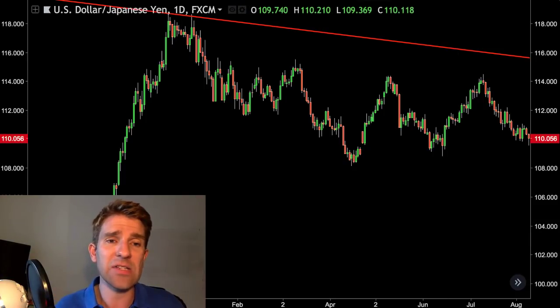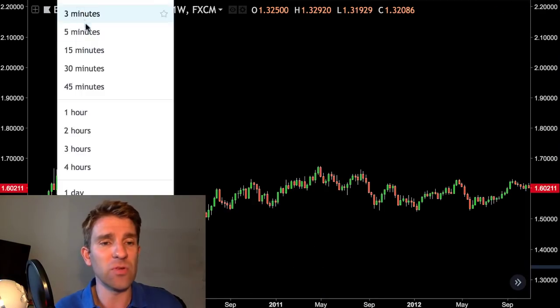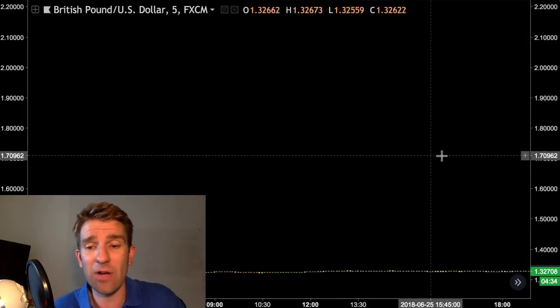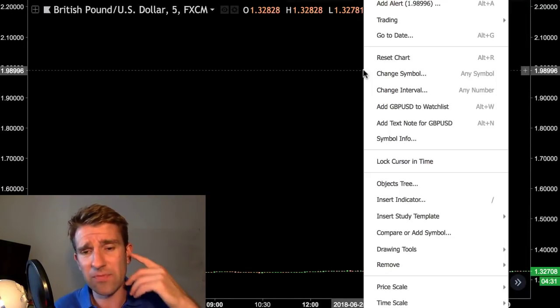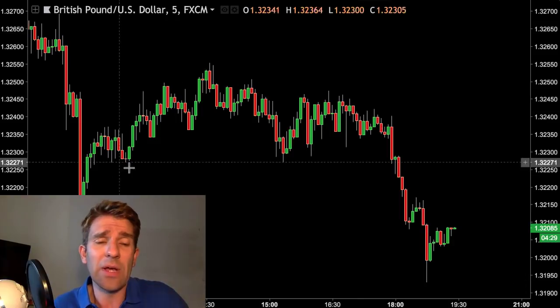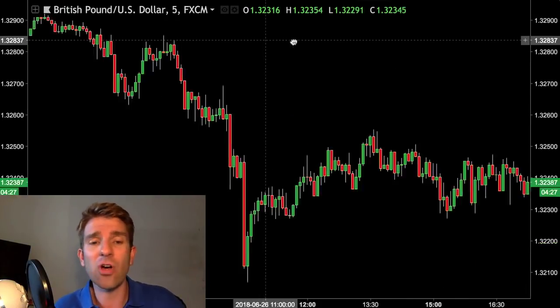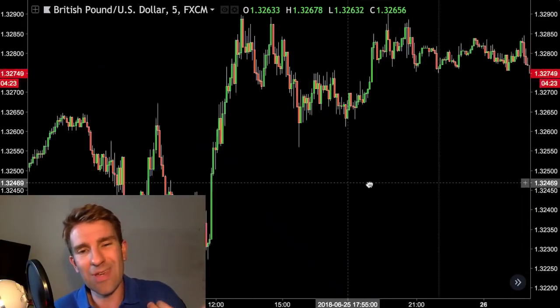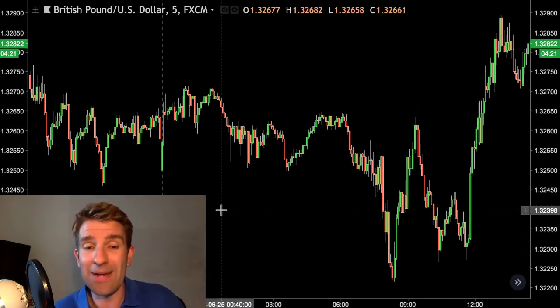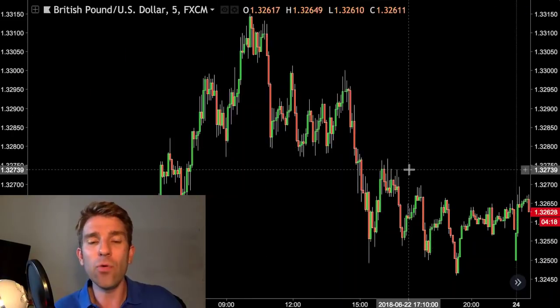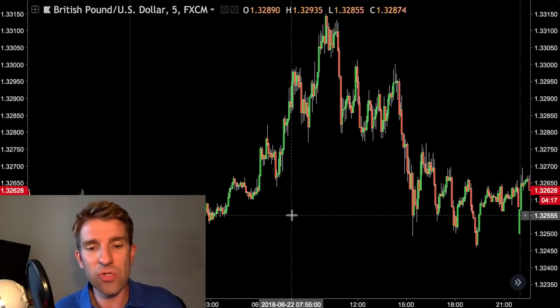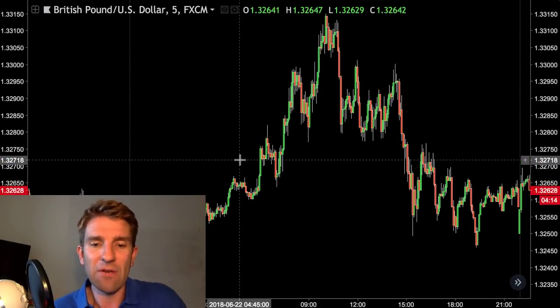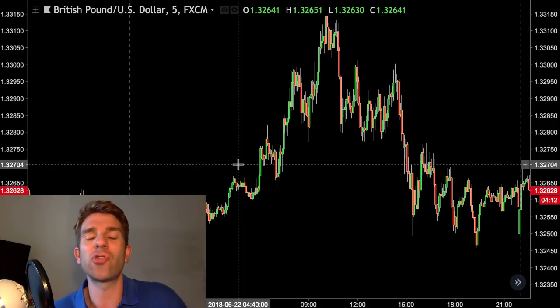Let's say we went to pound US dollar and we go to a 5-minute chart. Let me just reset the time scale. Let's just say we're day trading this, trading them out, long and short. And this is the kind of thing that you get caught out on more as a day trader, I believe, than a swing trader. If you're trading with stops that are too tight, it doesn't take much for you to get wicked out of a trade. It doesn't take much for you to get stopped out.